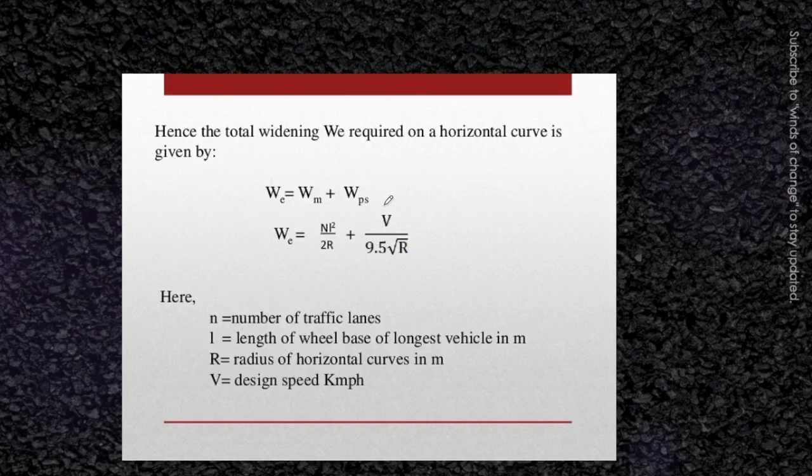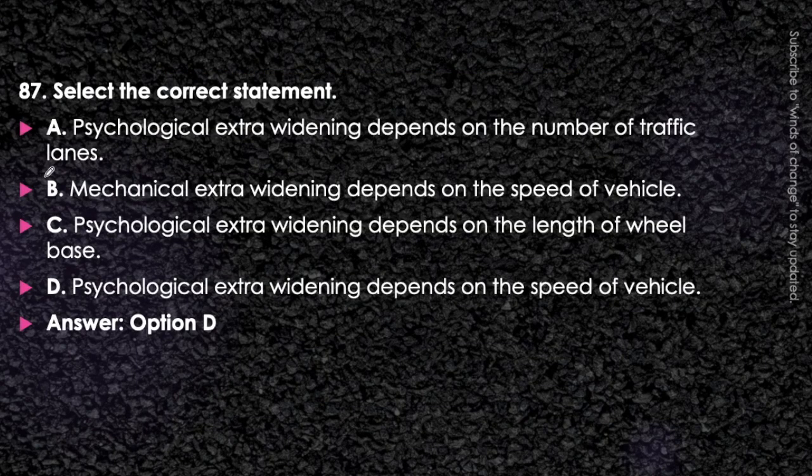How is it so? Let's find it out. This is the formula. Here nl square by 2R is the mechanical widening, and the psychological widening formula is V upon 9.5 root R. So here you can see that mechanical widening does not depend upon the velocity. So statement 2 is incorrect. This B statement is incorrect because it does not depend upon the speed of the vehicle.